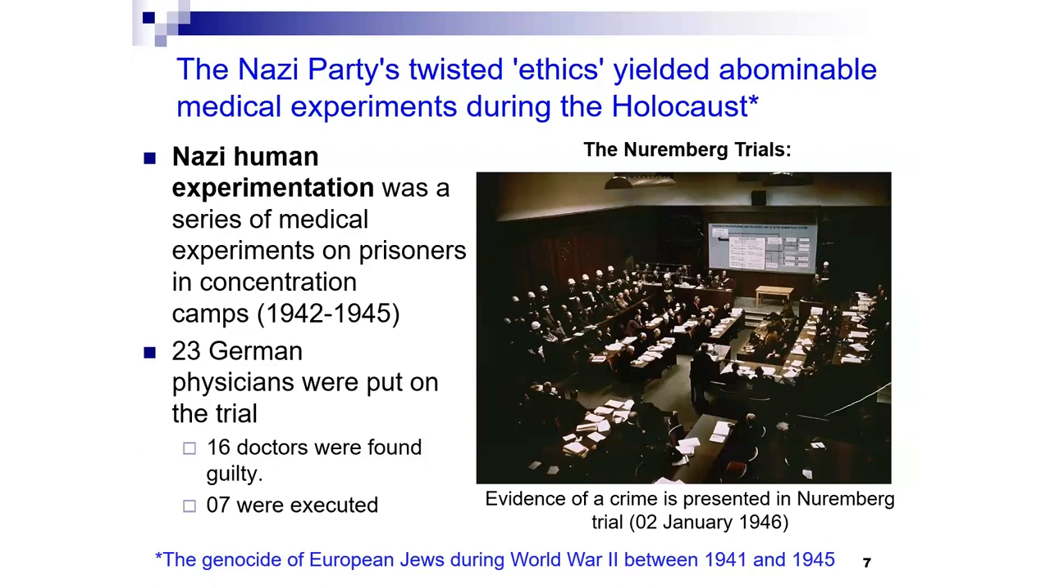What happened to these German physicians? They were tried, 16 were found guilty, 7 were executed. Some of them died naturally, some of them were given life sentences. I don't recall another event. Someone may know, please write in your chat box or share with us who are present. Probably this is the only time when researchers or scientists were put on court and tried and got punishment for doing wrong things to human beings.